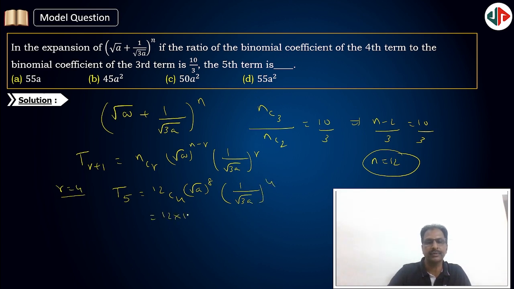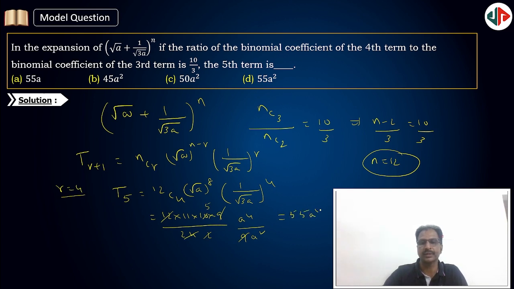Find 12C4: 12 into 11 into 10 into 9 by 24. Root a whole power 8 is a power 4, and root 3 whole power 4 is 9. Root a whole power 4 will be a square. If we simplify this, 9 gets cancelled, 12 2 times, 2 5 times. So what you get is 55 a square. Option D.